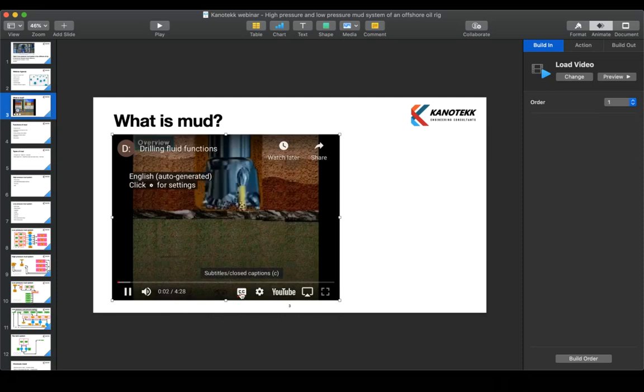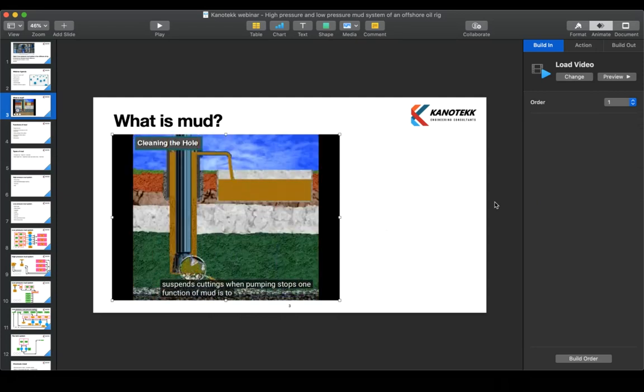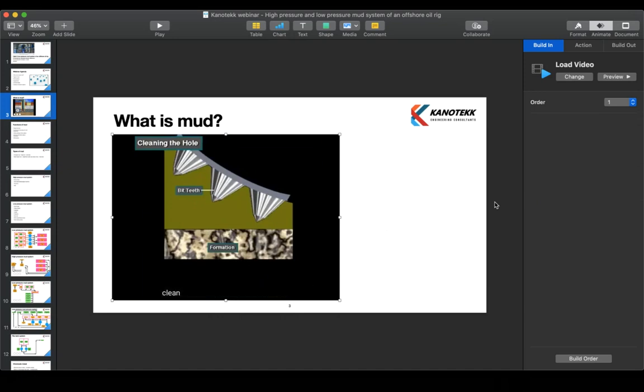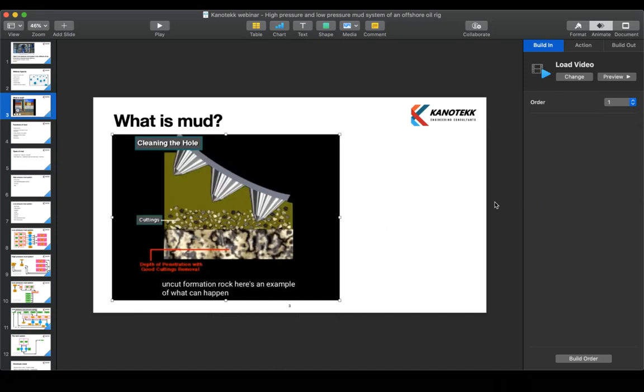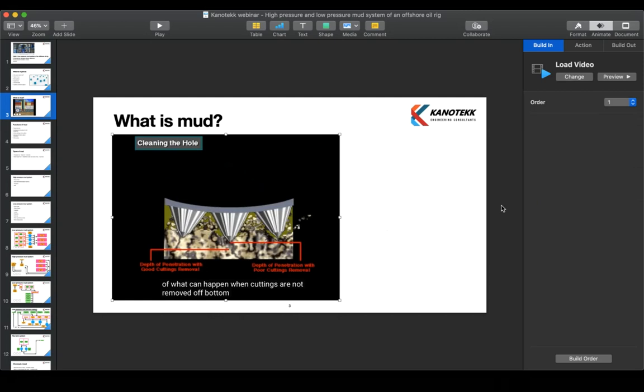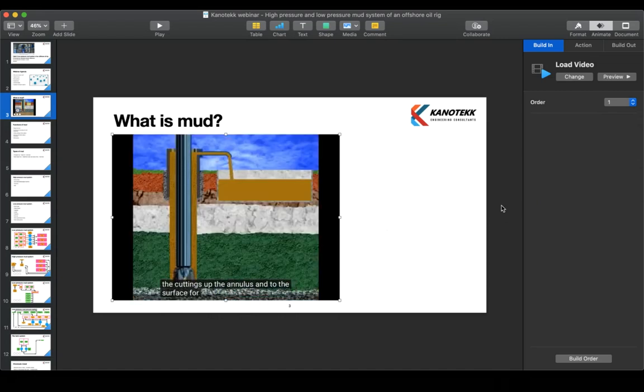When circulated down the drill string and up the hole, drilling mud serves many functions. For example, mud cleans the hole, cools and lubricates the bit and the drill string, lifts cuttings to the surface, carries information about the formations being drilled, stabilizes the wellbore, controls formation pressure, and suspends cuttings when pumping stops. One function of mud is to clean the hole. A clean hole allows the bit to drill into uncut formation rock. Here's an example of what can happen when cuttings are not removed off bottom. Mud jets out of the bit and moves cuttings away from the bottom of the hole. The mud then carries the cuttings up the annulus and to the surface for disposal.